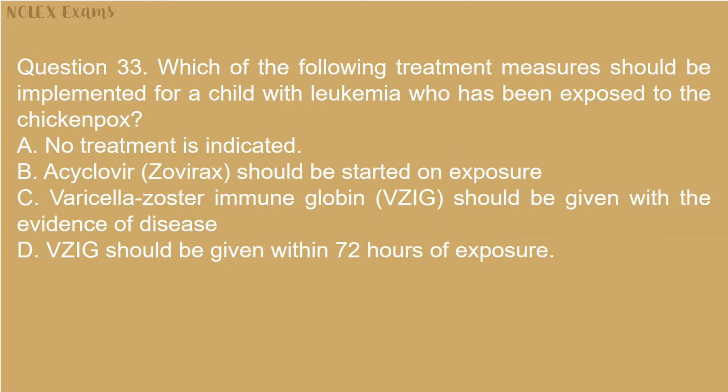Question 33. Which of the following treatment measures should be implemented for a child with leukemia who has been exposed to the chickenpox? A. No treatment is indicated. B. Acyclovir or Zovirax should be started on exposure. C. Varicella zoster immunoglobulin, VZIG, should be given with the evidence of disease. D. VZIG should be given within 72 hours of exposure.